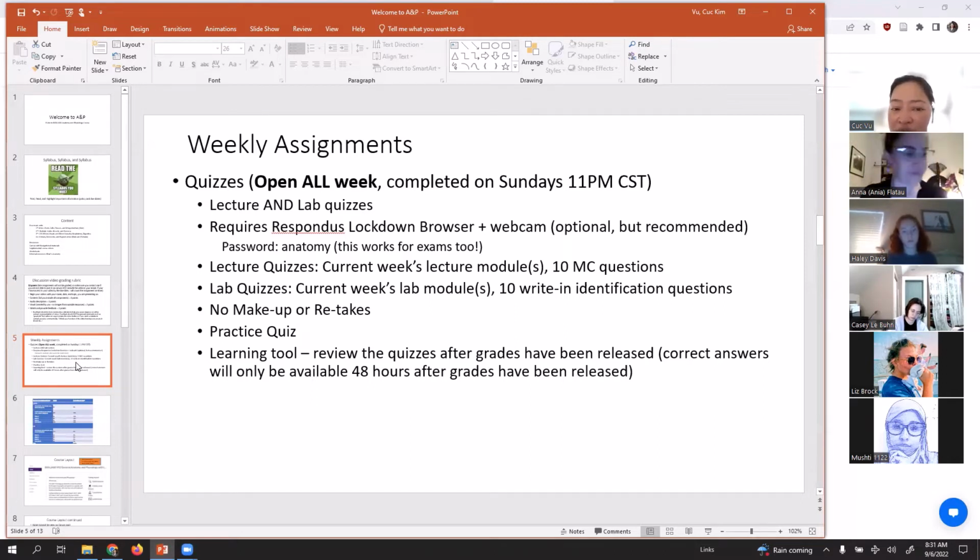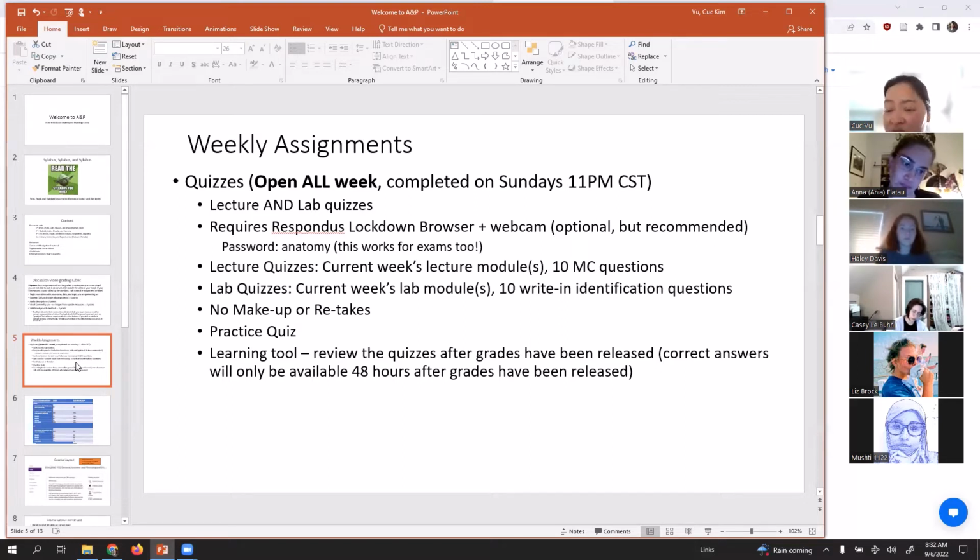So for the lecture quizzes, it's always on the current lecture module or modules, depending on how many modules we do. It's always 10 questions, all multiple choice. Lab quizzes cover the current week's lab module or modules, with 10 write-in identification questions, and spelling counts. So you should practice not only identifying a certain structure, but also how to spell it. There are no makeups, no retakes.